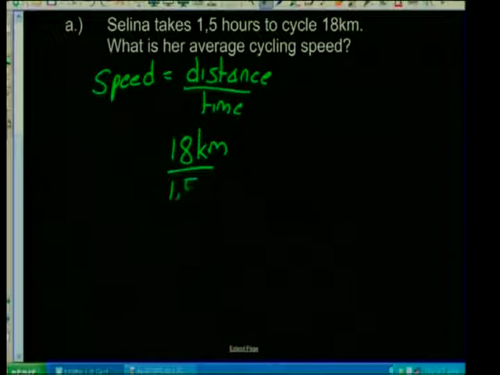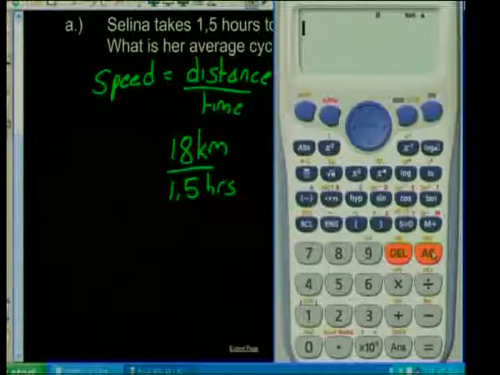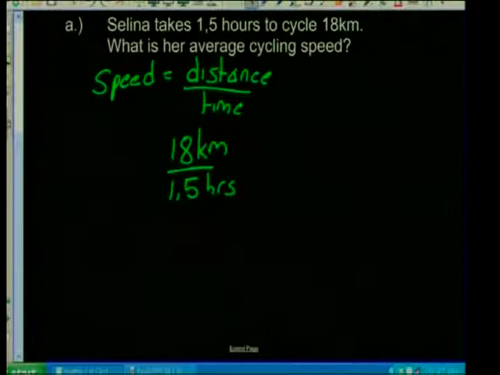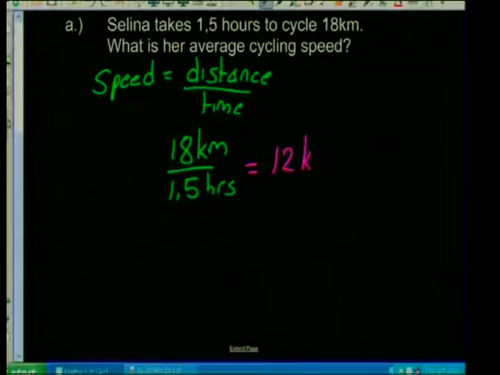divided by 1.5 hours. Now, at this point, if you'd like to leave out the units, like I said earlier in the lesson, that's not a problem. But in your final answer, you must have the units. Let's get our calculator out, and we've got 18 divided by 1.5, and we get an answer of 12. And what does that answer mean? That's 12 kilometers per hour, and that's probably 12 kilometers per hour faster than I would be able to go on a bicycle. So let's see what the next part of our question is.